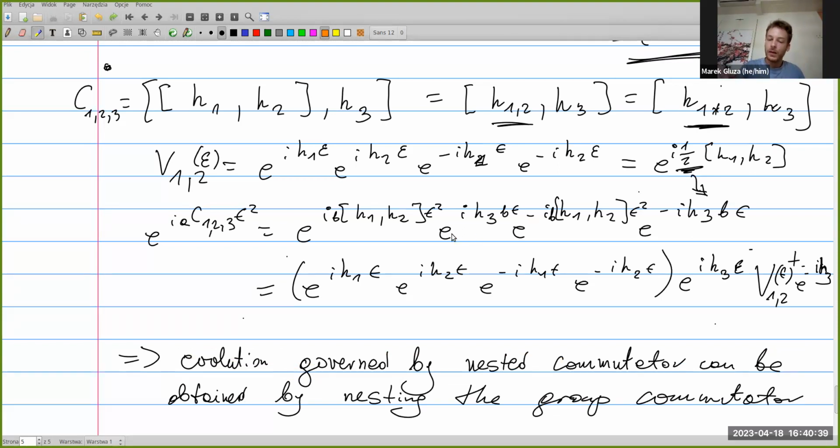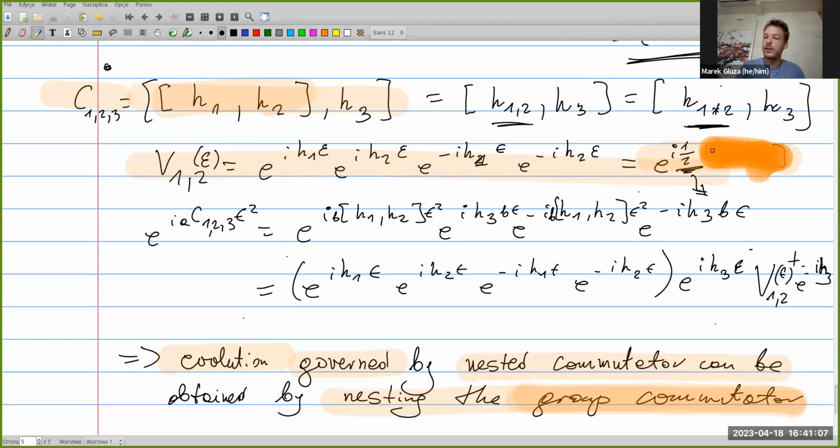Okay, and for this we will be nesting the group commutator, because the group commutator is an operation, and if I nest this operation, I get new evolution. It's governed by something, and it's governed by this nested commutator. Why? Because I have the C1,2,3, which is 2 commutators nested together. And the way I could do this is I could nest it once to get this first innermost commutator here. And then I could nest this evolution into the group commutator in this way.